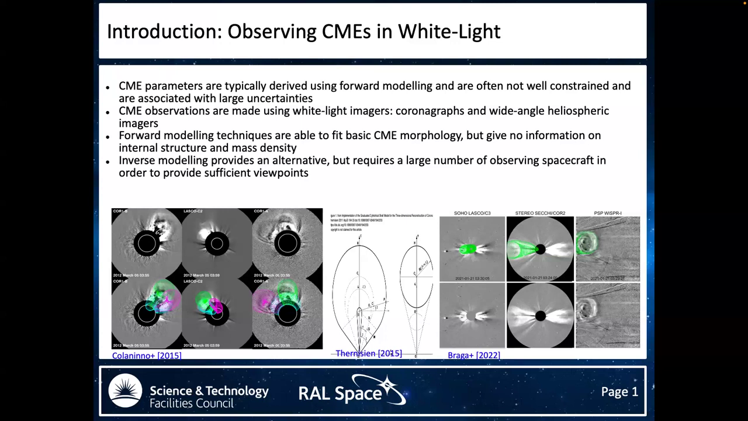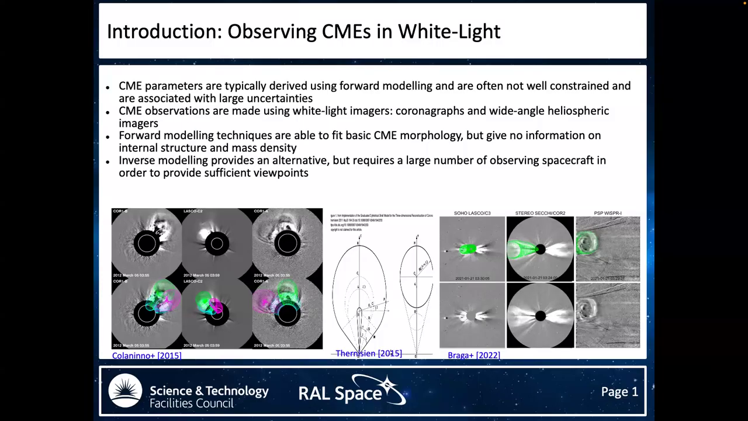And so an alternative method is inverse modeling or tomography, where you use multiple vantage points in order to constrain the 3D distribution. This method hasn't enjoyed much success when applied to CMEs so far, because typically you need a lot of vantage points, so a lot of different observing spacecraft, probably more than 3. And so that's why we decided to do this with simulations. If we simulate images, then we can have as many spacecraft as we want. So we can perform this method and see how well it works using different combinations of spacecraft.